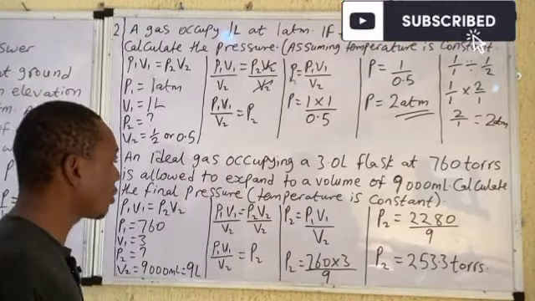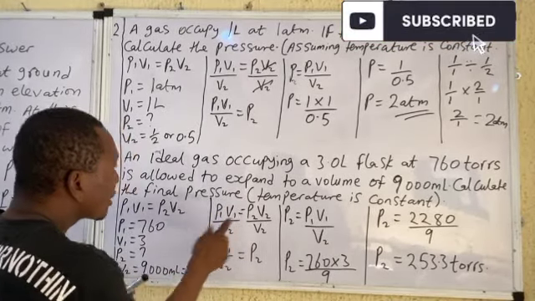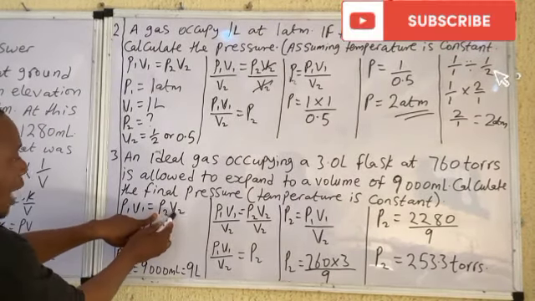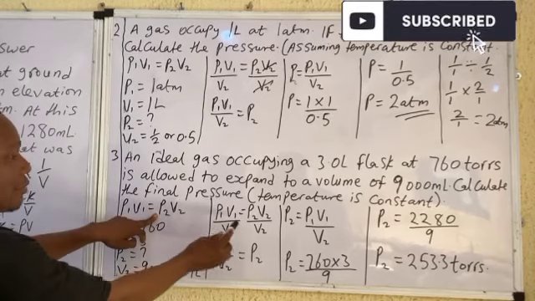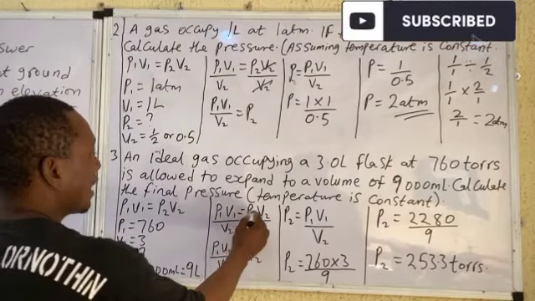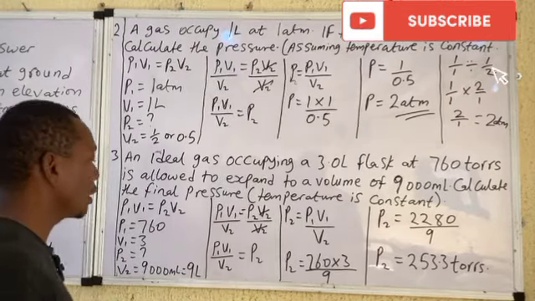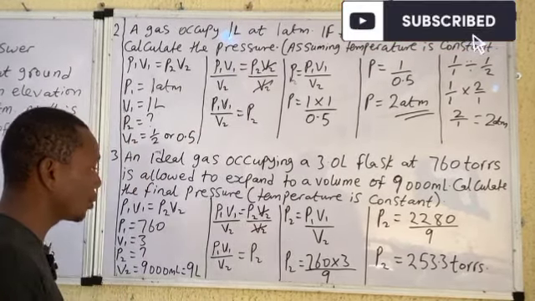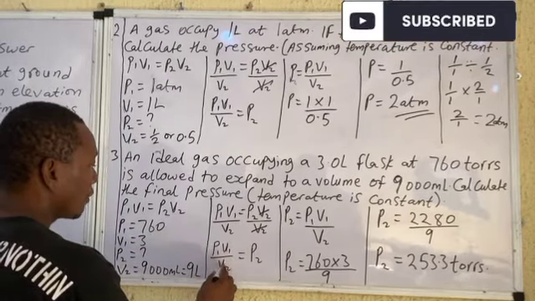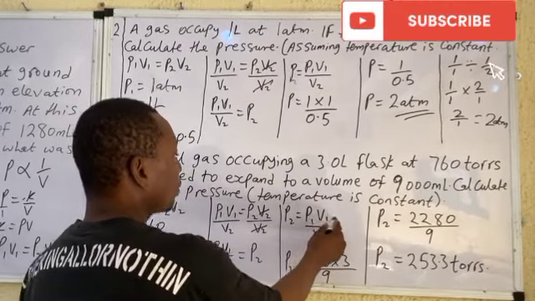Let's now make P2 the subject of formula. Remember how I made P2 the subject of formula here? I wrote down the formula and divided both sides. This P2 that we are looking for, we want to make it stay alone. So I have to look for a way to remove this V2. That's the reason why I'm dividing both sides by V2. So I'll divide this side by V2 and this side by V2. Now this cancels and P2 is alone. So we now have P2 equals P1, V1 all over V2.